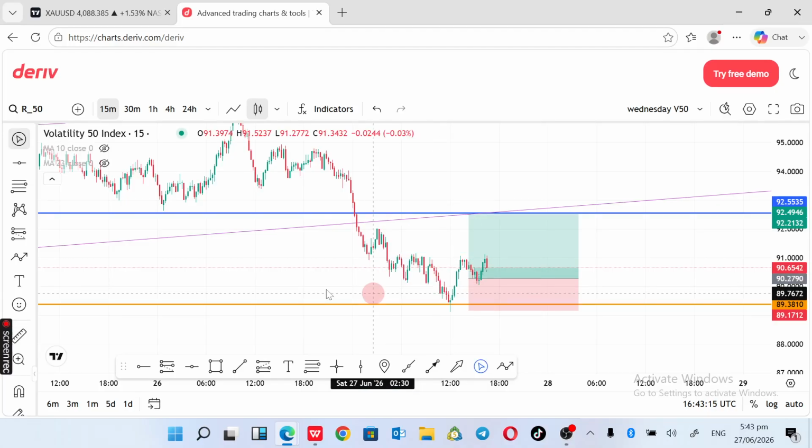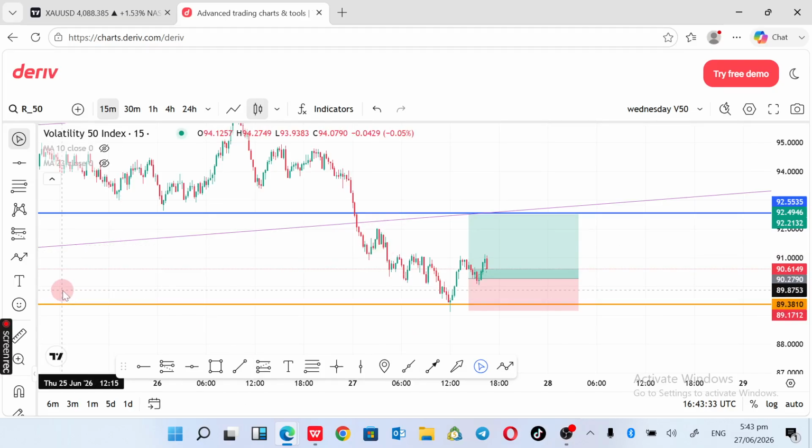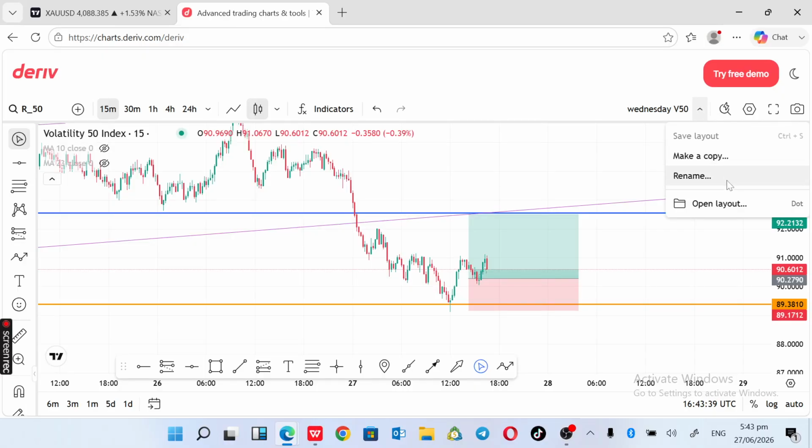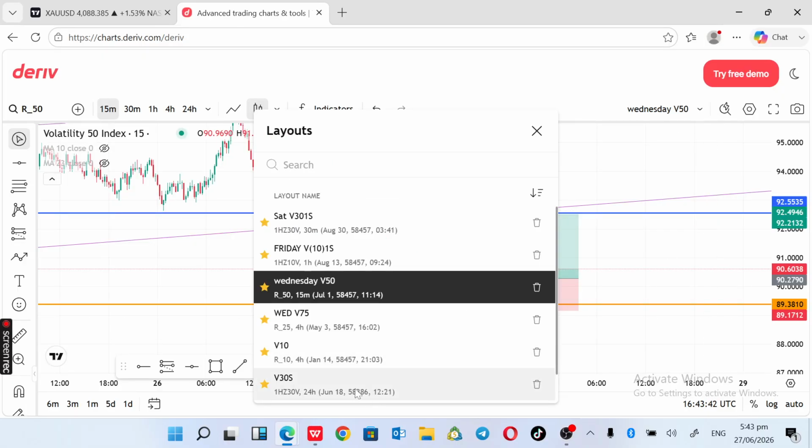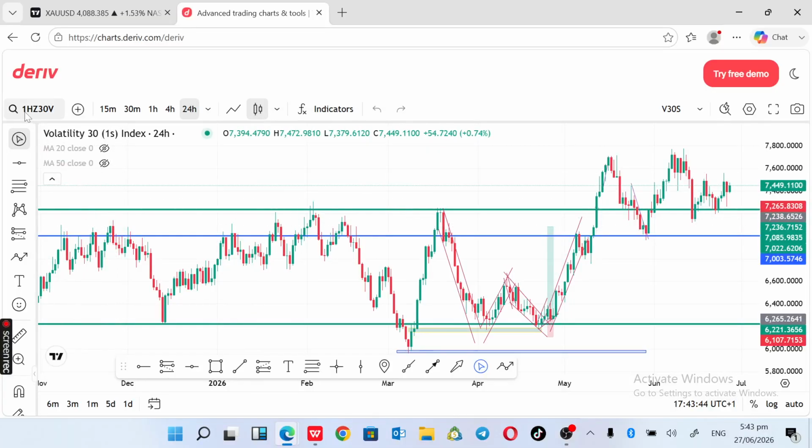This is V50. Now remember, the volatility 50 and V50 1S, they are different. Anything you have 1S is more volatile than the normal 50 index. They are not the same thing. If you check this, you have volatility 50 index. The one we did analysis earlier is quite different. If you check this, you have 1HZ30V. That means volatility 30 1S index. Whenever you have 1S index and 30, they are not the same thing.